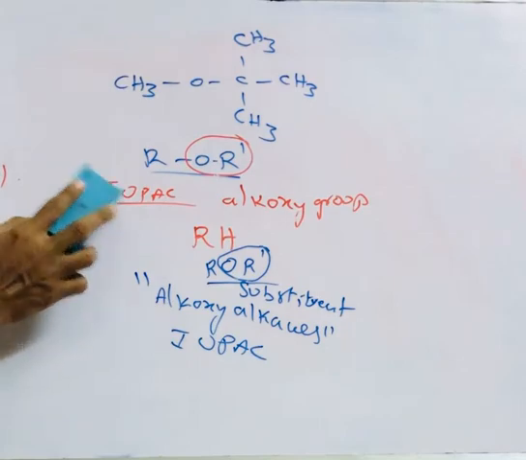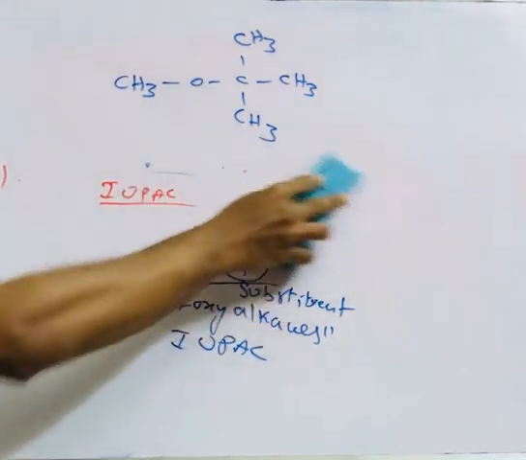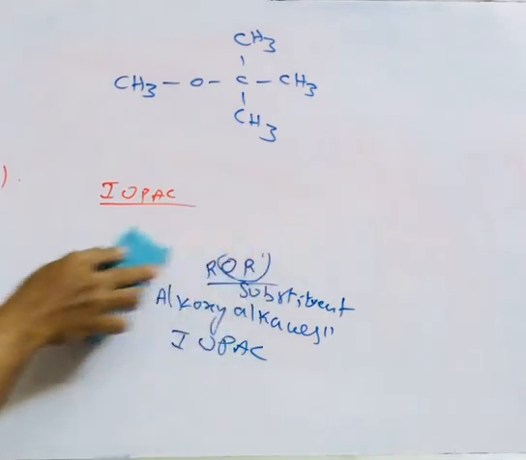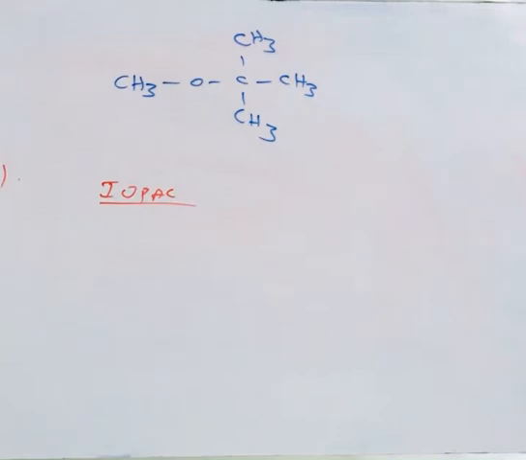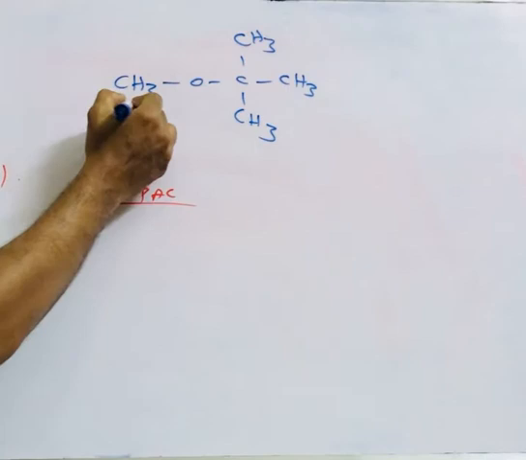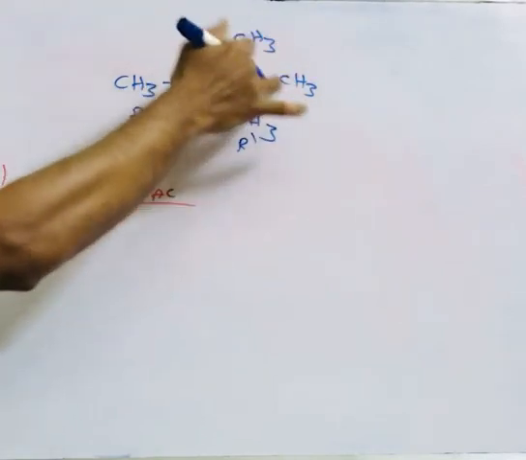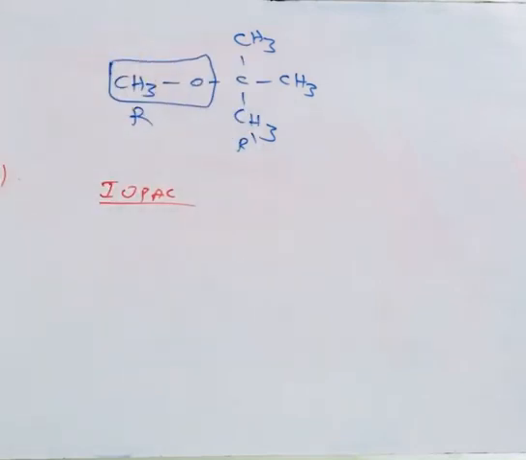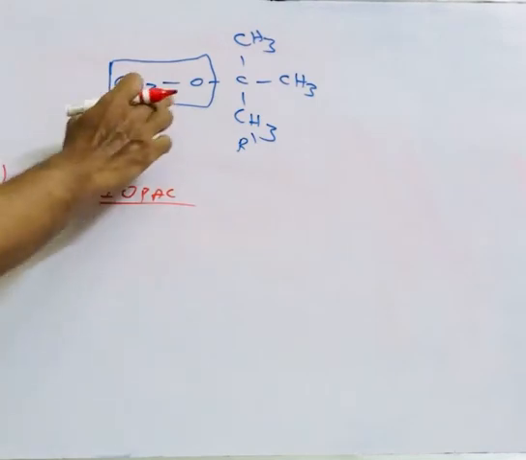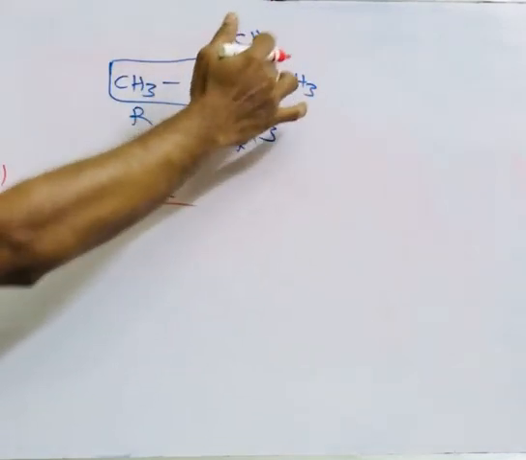So this particular compound we also need to name similarly. What is the name for that particular compound? You need to take the smallest group as the alkoxy group. Here this is R and this is R prime. So you consider the smallest one as alkoxy, and that alkoxy is methoxy. Now this is the alkane. How can I number it?